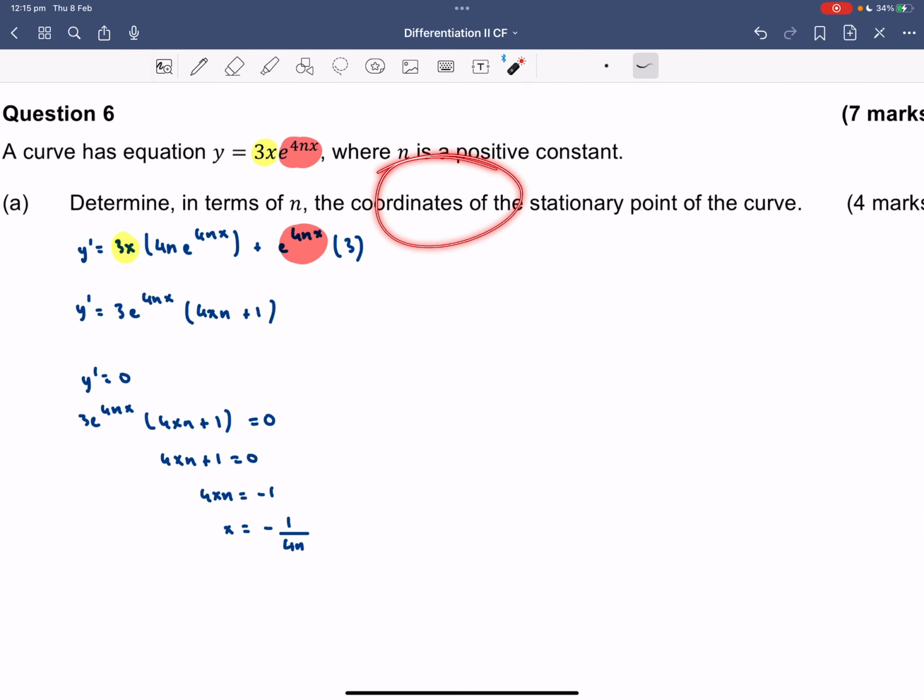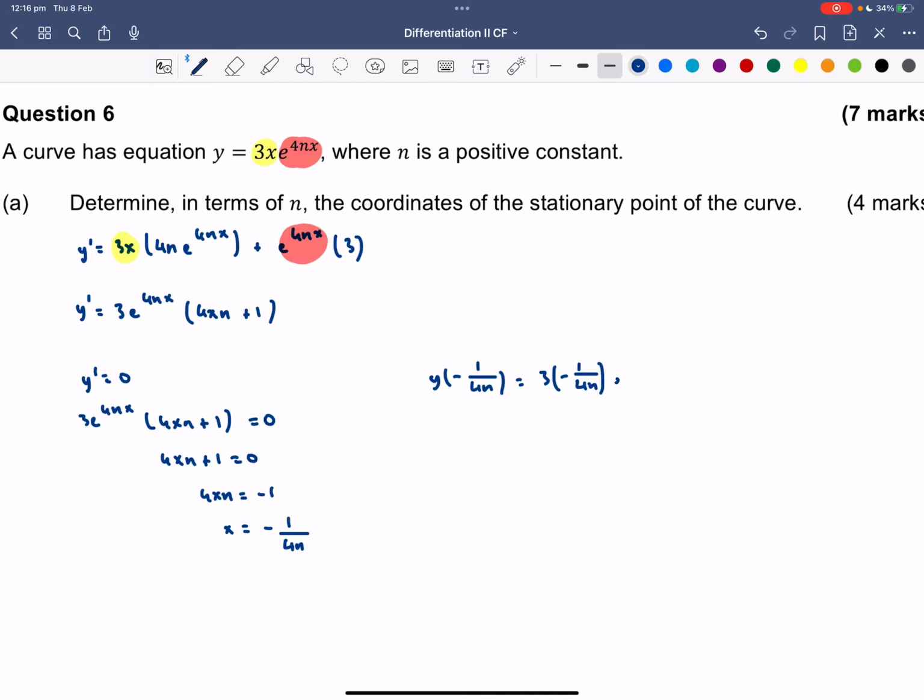It said coordinates, which means we need to find the corresponding y value. So we have to put minus 1 on 4n into the original equation. 3 times minus 1 on 4n. So instead of x, we write that. And then e to the 4n times minus 1 on 4n. Equals minus 3 on 4en.